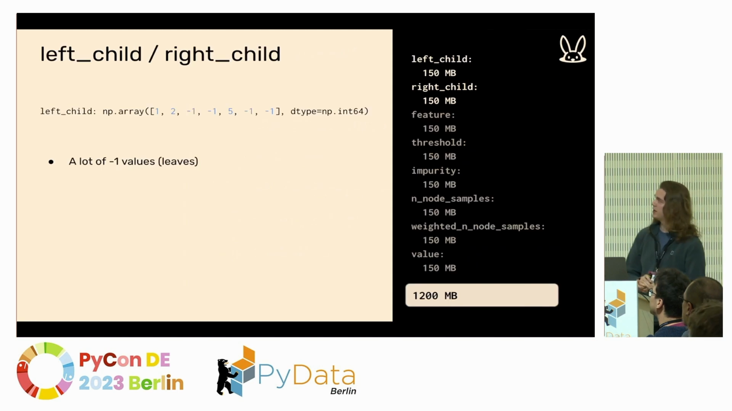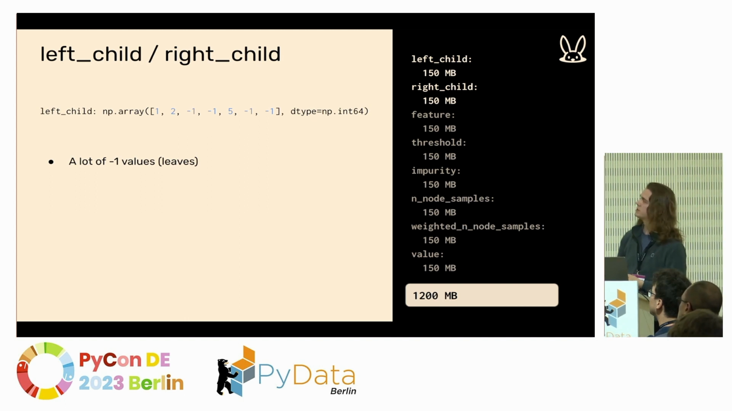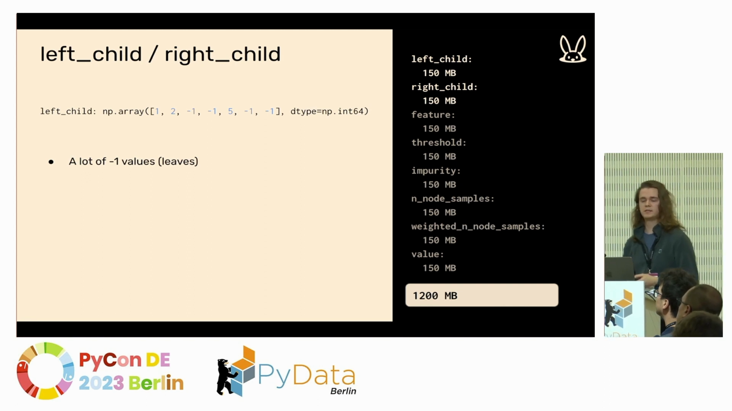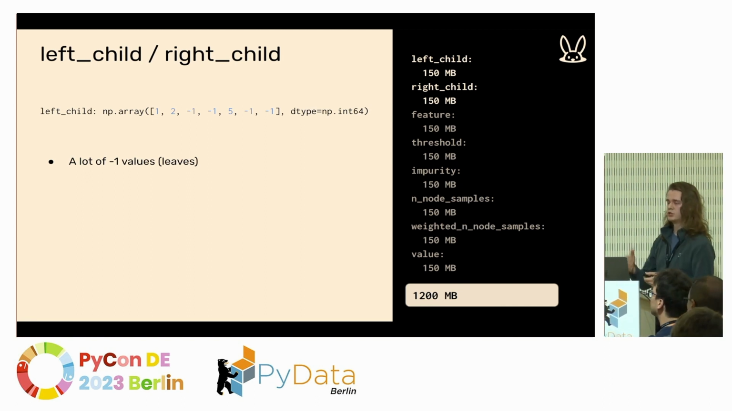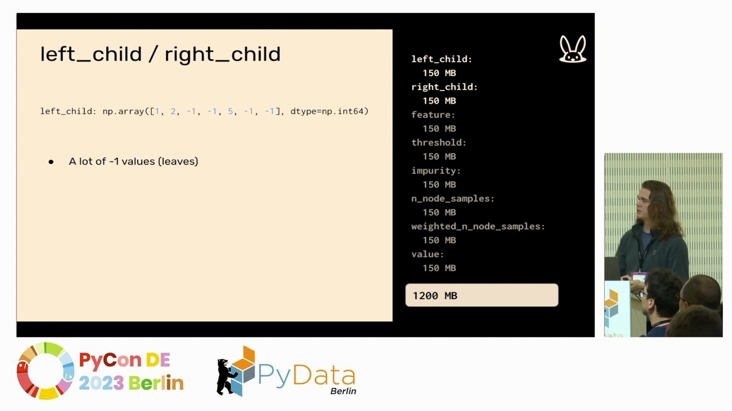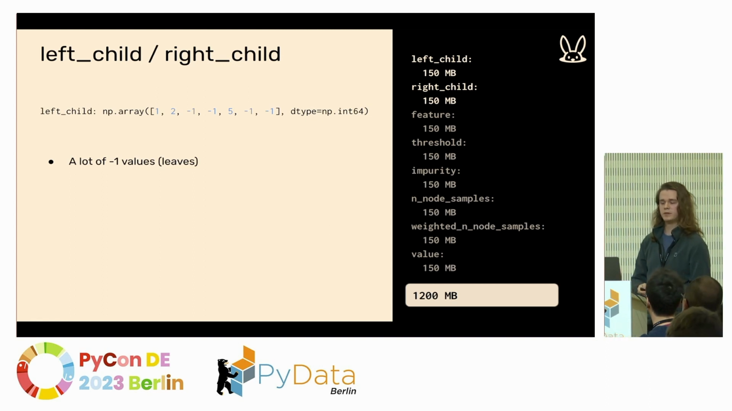Okay, so let's have a look at how we can actually save some space for each of these attributes. Let's start with the left child and right child attribute. As we already saw earlier, these are just plain NumPy arrays consisting of numbers, and these are basically the indices of the different children. What we can see is that we have a lot of -1 values. These are basically just the leaves.